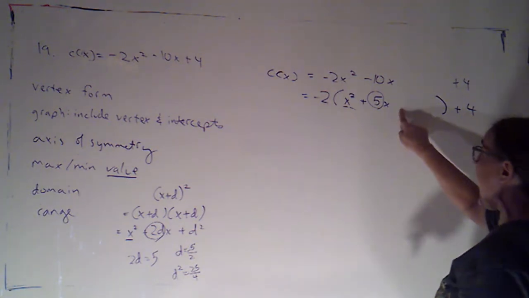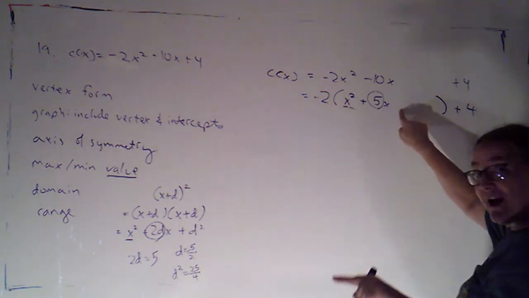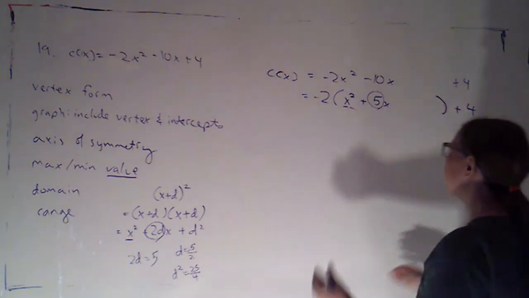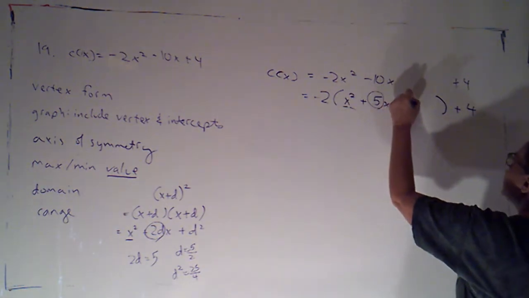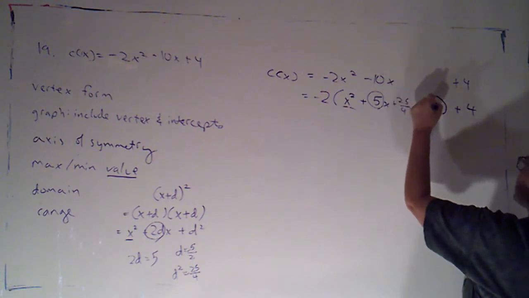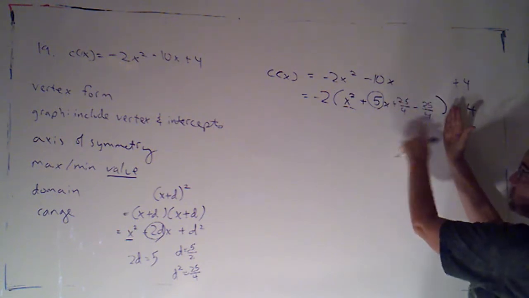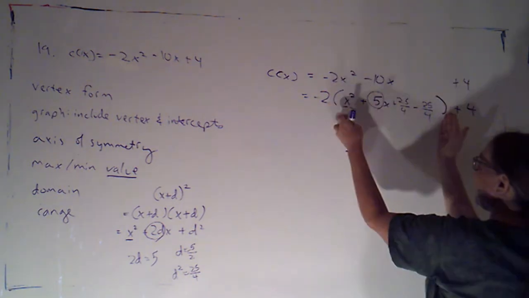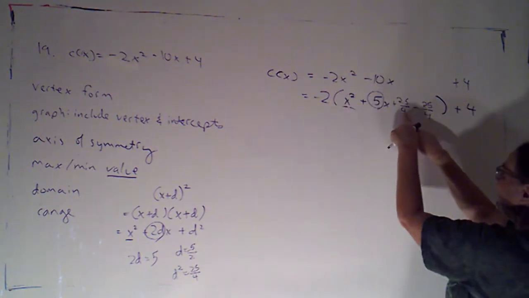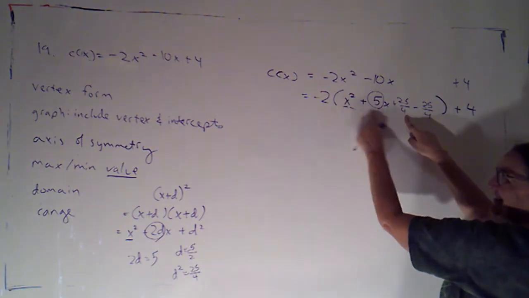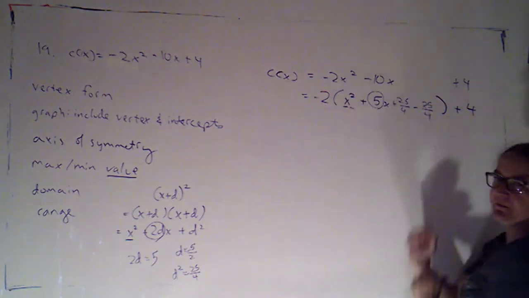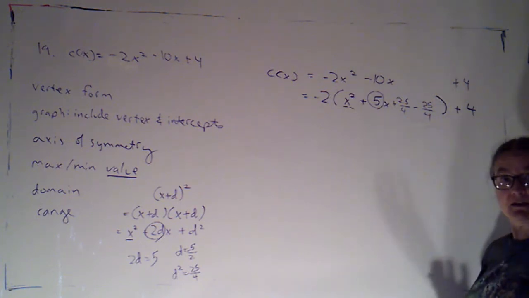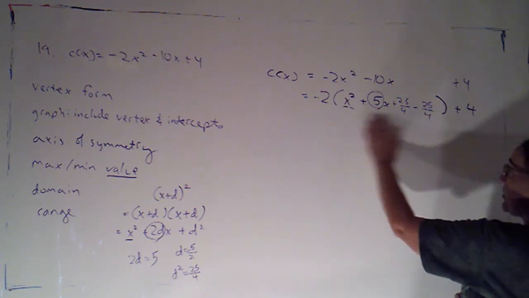Now, I want to add that in here, but the only way I can do that is if I also undo it, because I'm not allowed to just change things. But if I add 25 fourths and then subtract 25 fourths, now make sure both versions, the positive and the negative version, are inside of these parentheses. I need this one to be the same place these x's are, but that means I'm going to be multiplying it by negative 2. So now I'm going to distribute the negative 2 to break apart these parentheses.